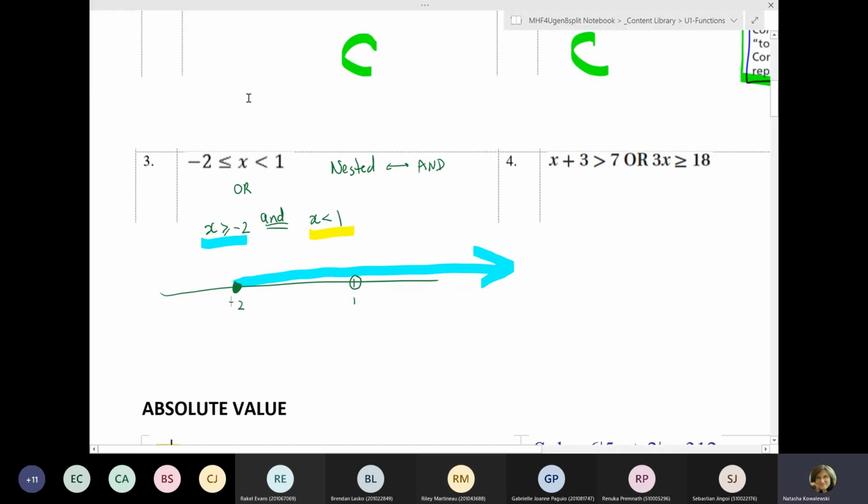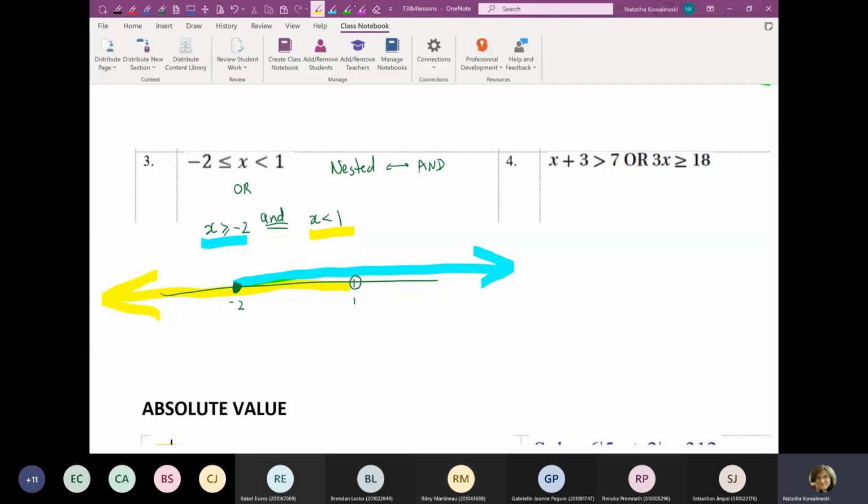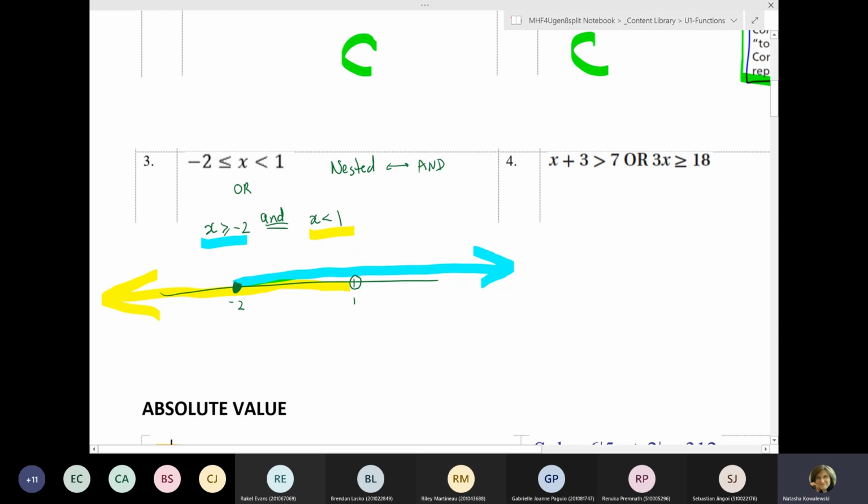Then the yellow one says it is less than 1. So it's not 1, but it's the one that's less than 1. It goes on and on forever to the other side. And then, because the word says and, you see the word and? That means we need to select where both regions are shaded in.